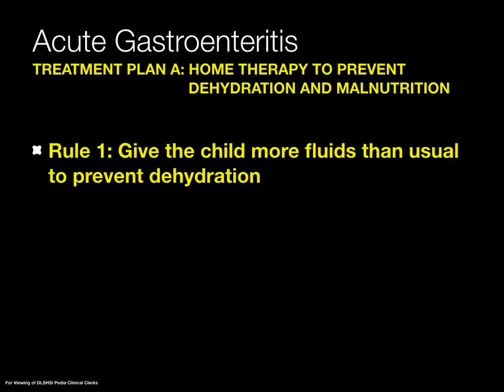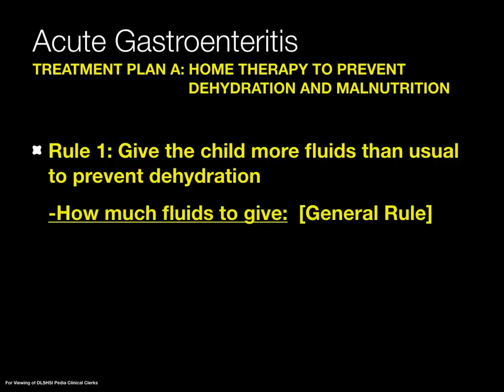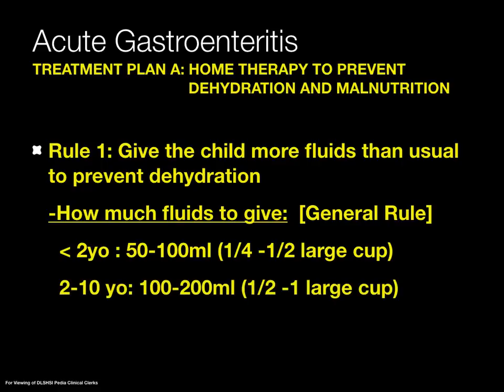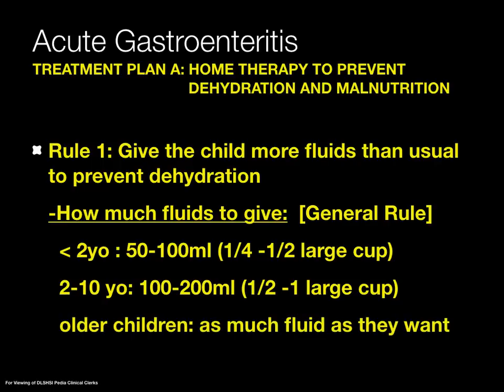How much fluids do we give? As a general rule, for children less than 2 years old, give 50 to 100 ml or 1/4 to 1/2 large cup per drink. For 2 to 10 years old, give 100 to 200 ml of fluids, and for older children, give as much fluid as they want.